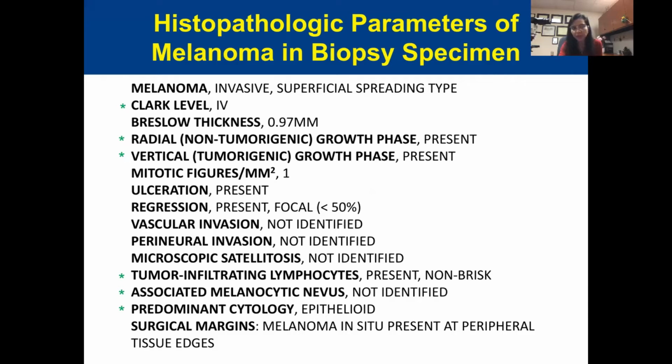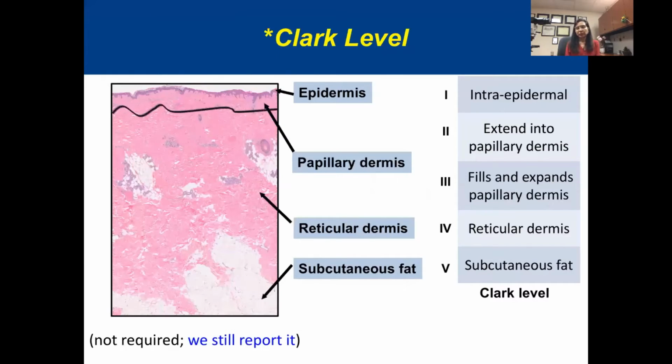So let me start with the Clark level. As you know, we have 5 Clark levels. 1 and 5 are pretty easy. 1 is just the melanoma in situ, and 5 is tumor invading into the subcutaneous tissue. The other 3 are a little bit confusing: 2, 3, and 4. 4 is tumor invading into the reticular dermis. So where is the papillary and where is the reticular?